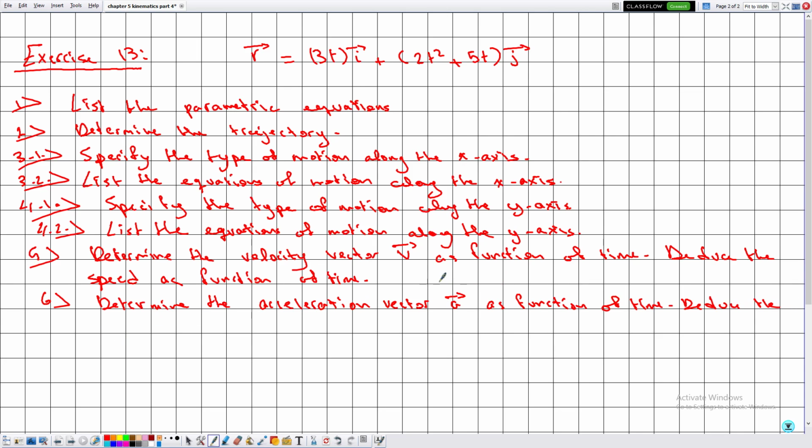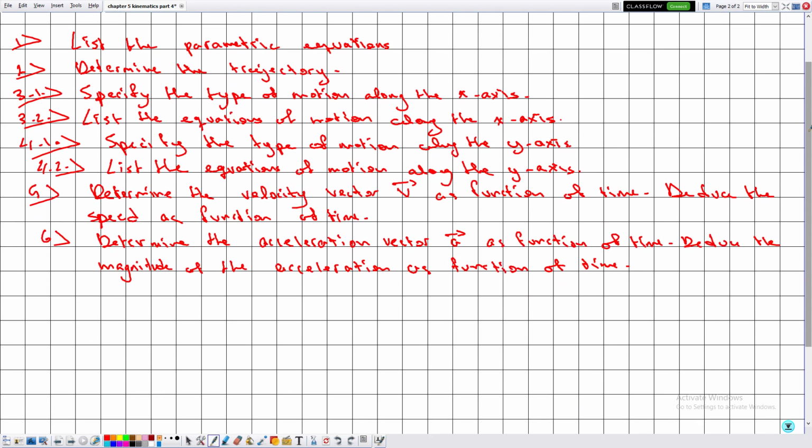Deduce the magnitude. So the magnitude of the velocity is usually referred to as the speed, but we don't have anything to refer to the magnitude of the acceleration. Then let's say deduce the magnitude of the acceleration as function of time. So basically these are all the possible questions in the case of two-dimensional motion. Now let me start with part 1.